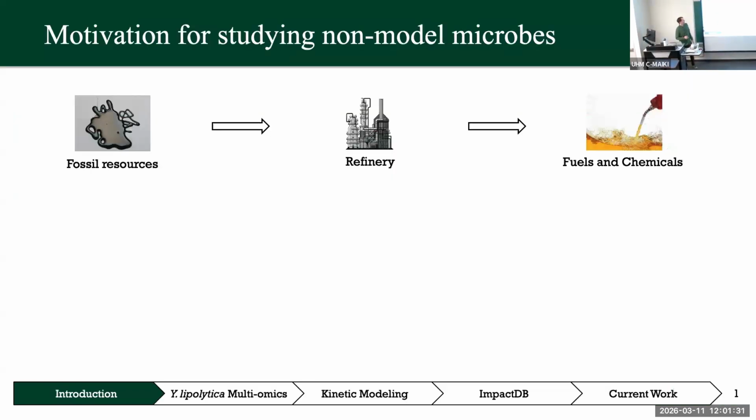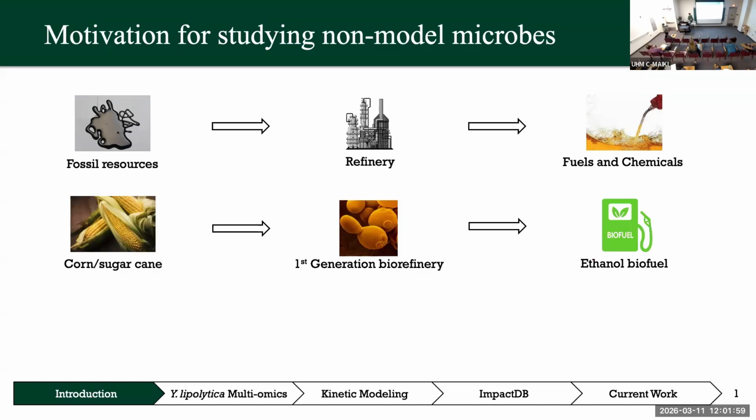So historically, we've used fossil resources like petroleum fed to refineries to make fuels, but also chemicals. That can be used for clothing, like synthetic clothing, or for fragrances, or for pharmaceuticals. So it's a wide range of products that come from these fossil resources. And going forward, we want to replace that because they're not renewable, and the price can fluctuate a decent amount, as we've seen in recent history.